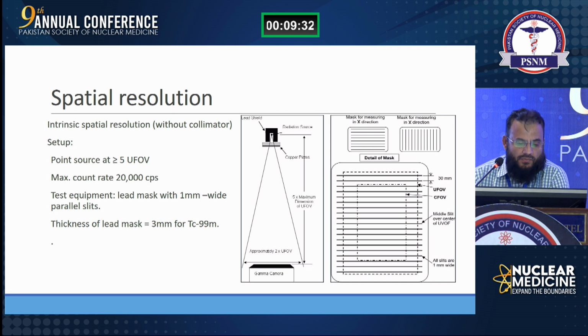Test equipment is a lead mask with parallel slits, and the source. This is the phantom used for this study. These are the slits through which the energy will come from the source to the detector head. The lead thickness for technetium is 3 mm. If another radionuclide is used, the thickness of this lead mask will be different.